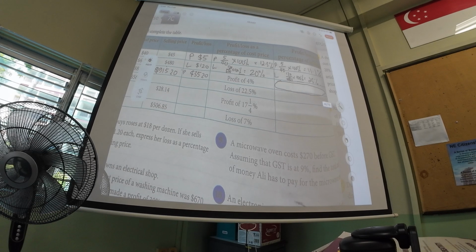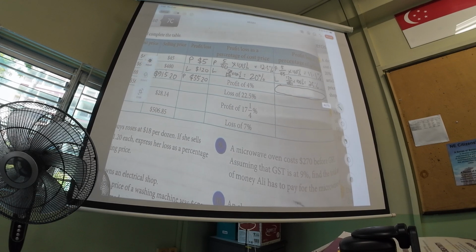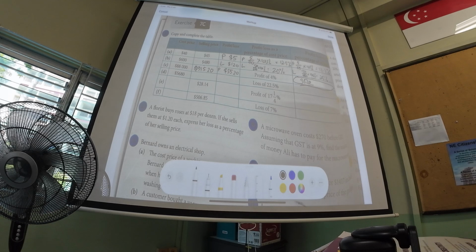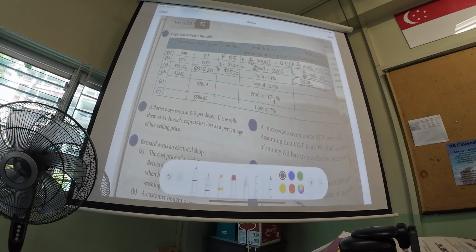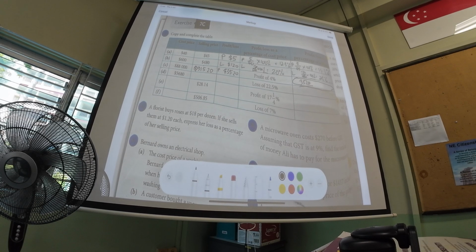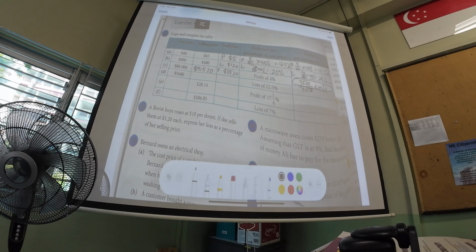We will take the profit 3520 over the selling price, because now it's of selling price. So selling price should be my base, and selling price is 91520. So 3520 divided by 91520, changed to a percentage, so I multiply by 100%. Okay? So this is what you should have done yesterday for this one box.